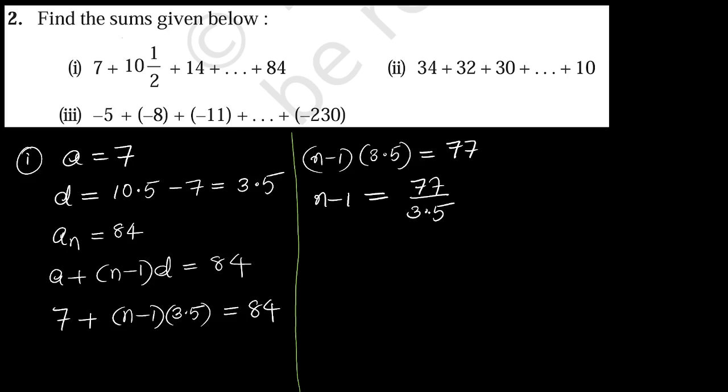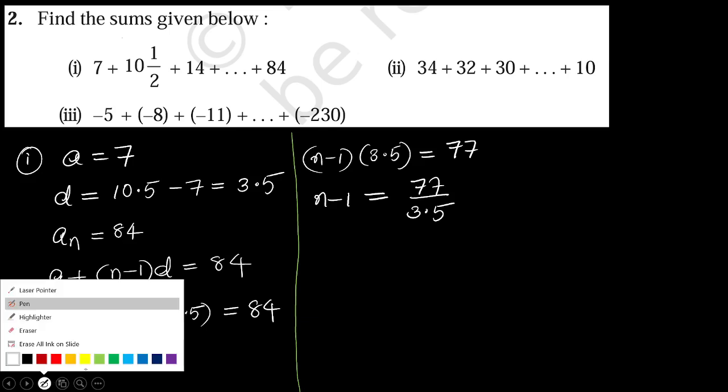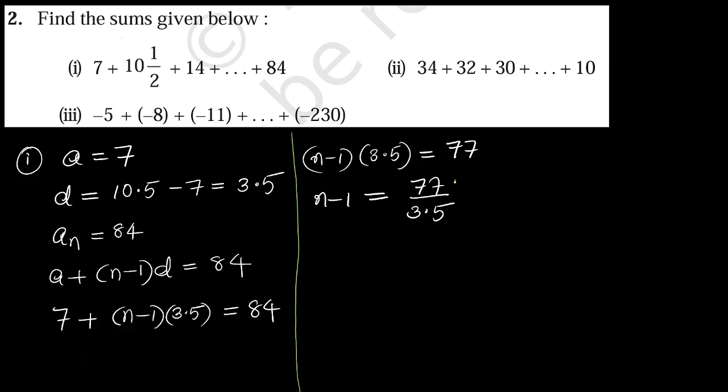When you do the division, if you see a decimal point, you better remove it. Just multiply numerator and denominator by 10. The decimal point can be avoided. 770 by 35. Then you can do the division. I don't want to explain the division. 770 divided by 35, you will get 22.